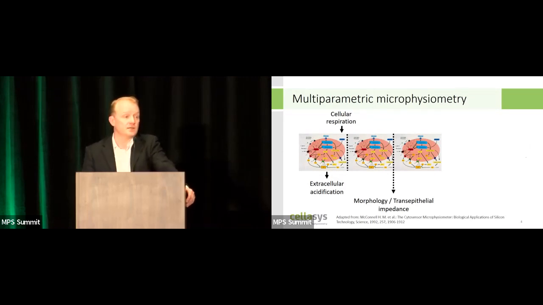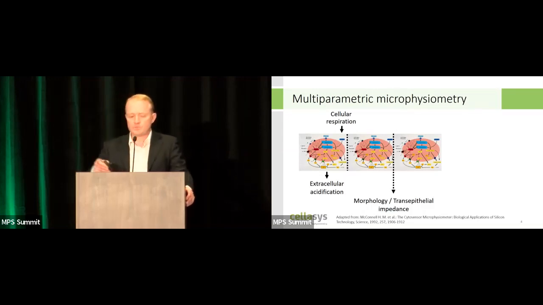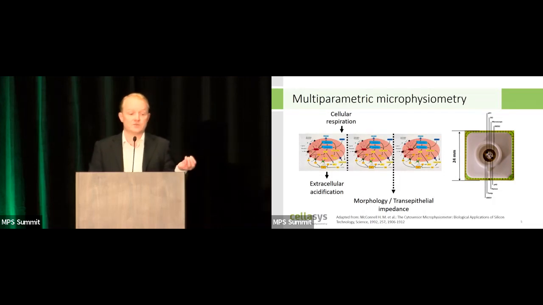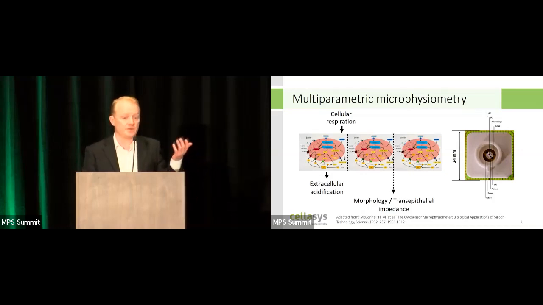We are not only looking at extracellular acidification, but we are also looking at cellular respiration, cellular morphology, and transepithelial impedance measurement. For the extracellular acidification, we implemented a pH sensor. For the cellular respiration, we implemented a miniaturized dissolved oxygen sensor. And for the morphology and transepithelial impedance, we implemented impedance sensors. So that's our biochip. It's made on a glass substrate, so it's optically accessible, and it can be sterilized by ethanol.